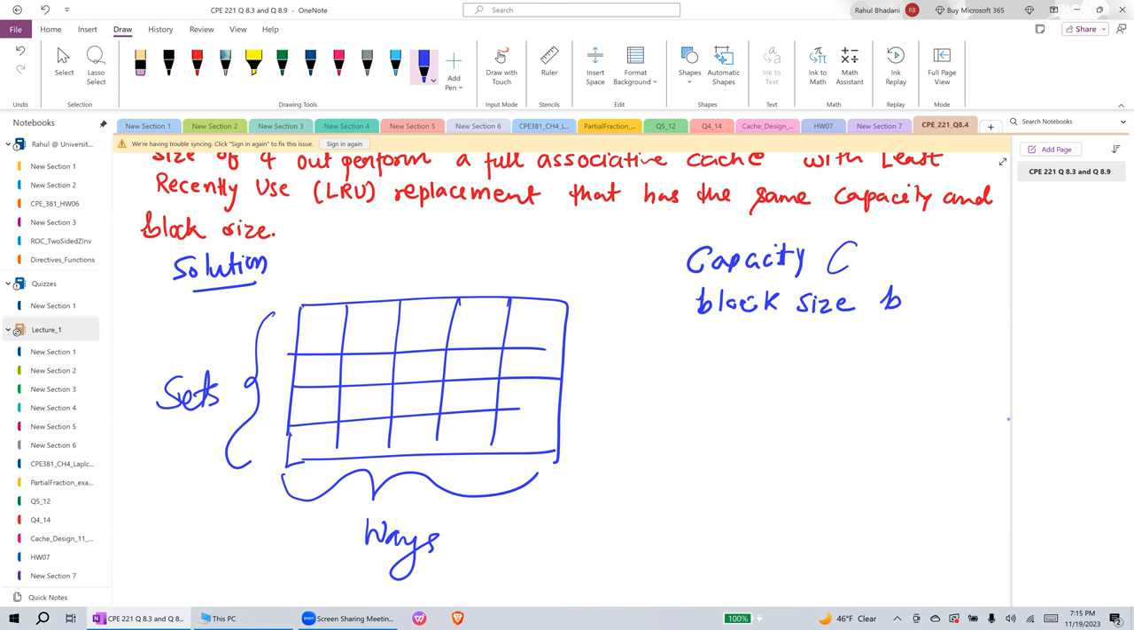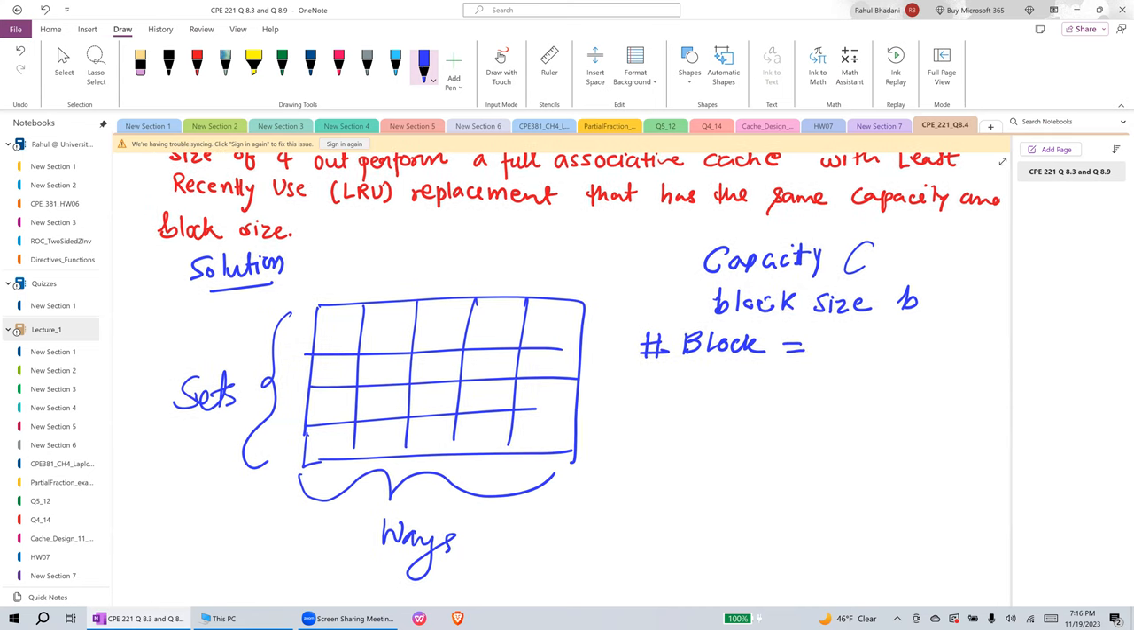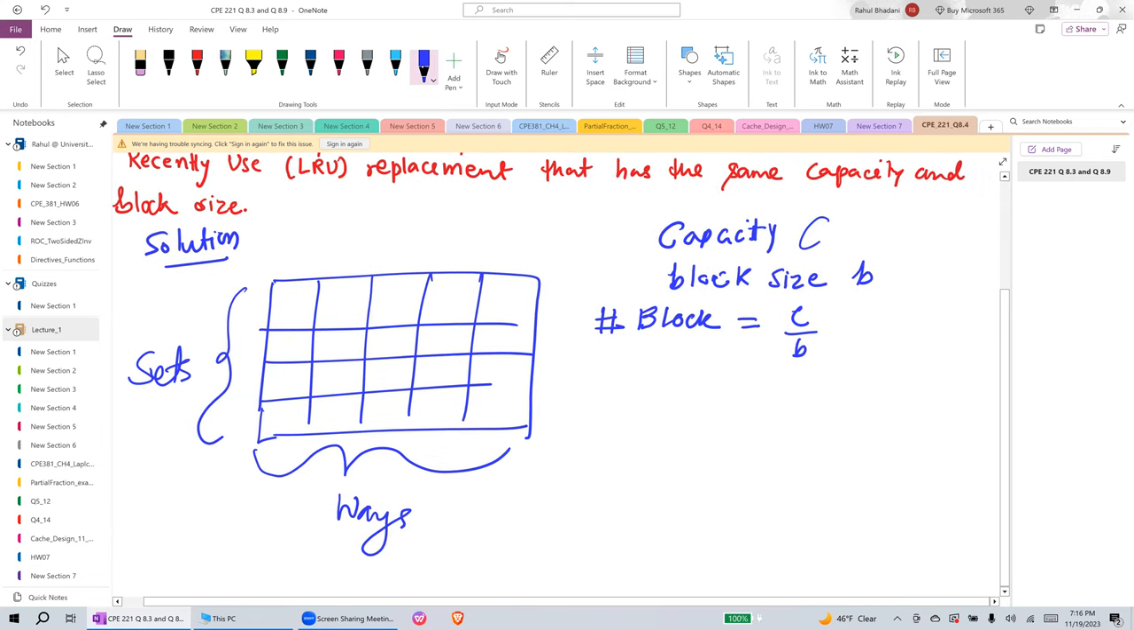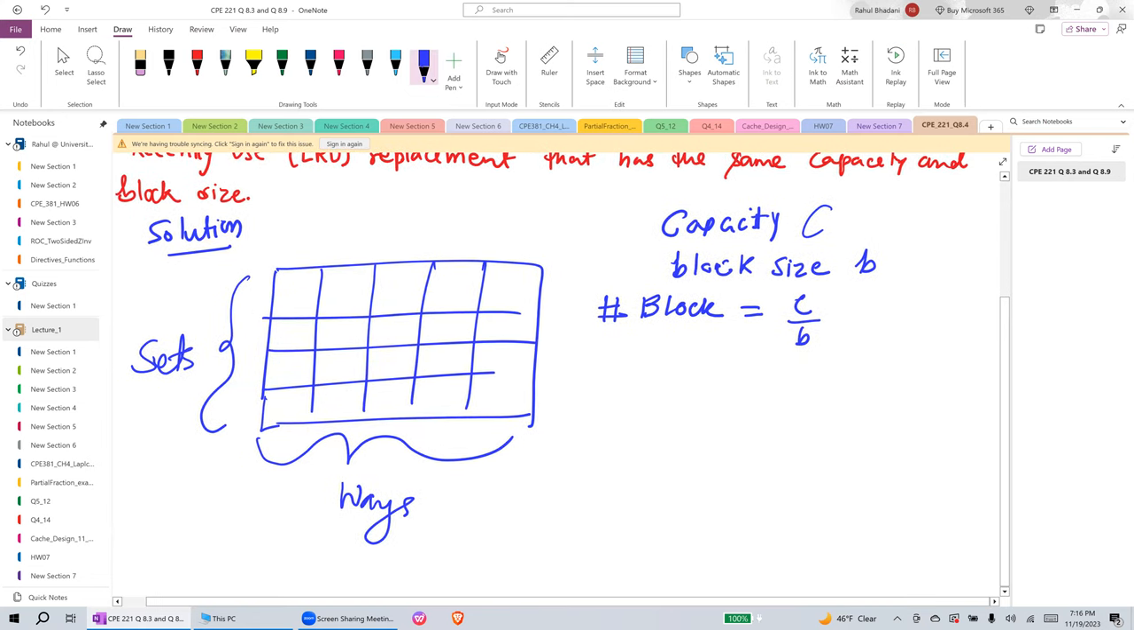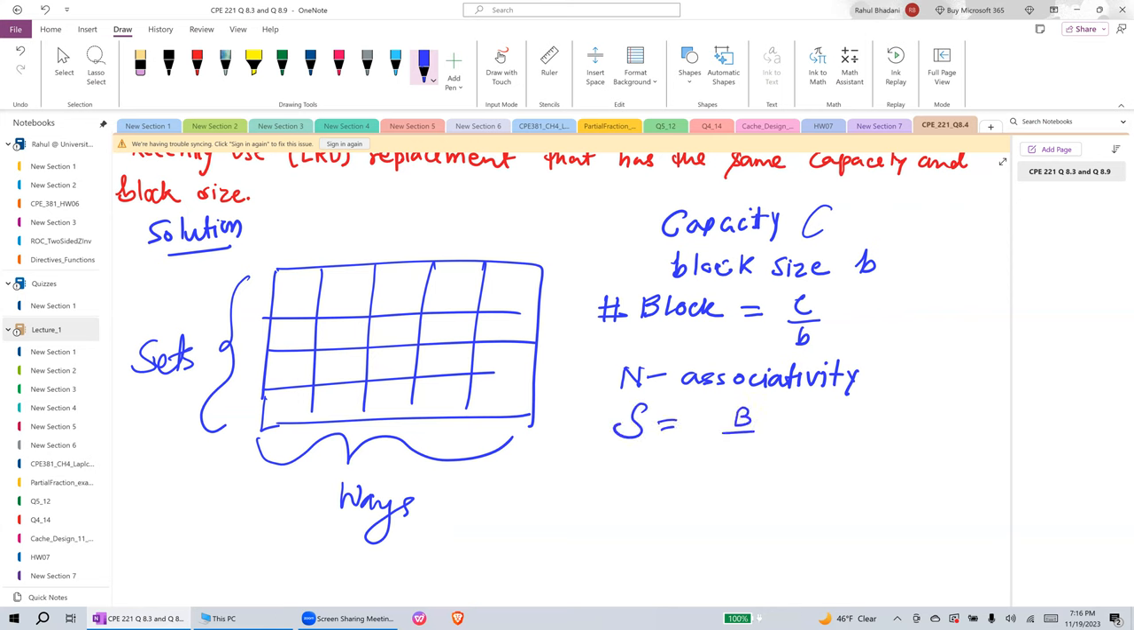Then we have the number of blocks, which is generally C by B. And then N is the degree of associativity, which is generally given. And the number of sets S is B by N.